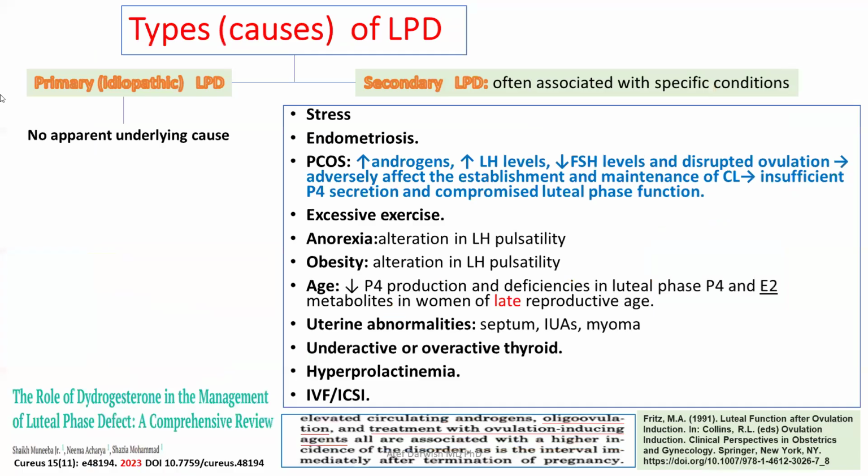What are the types of luteal phase defect? It may be idiopathic after exclusion of the causes, which are secondary luteal phase defect. The causes may be follicular phase problems like polycystic ovarian disease, maybe endometriosis, maybe increased patient's age, maybe hypothalamic causes like stress, anorexia, maybe obesity, insulin resistance, maybe uterine anomalies like septum, adhesions or myoma, maybe under or overactive thyroid or hyperprolactinemia, or in cases subjected to IVF ICSI.